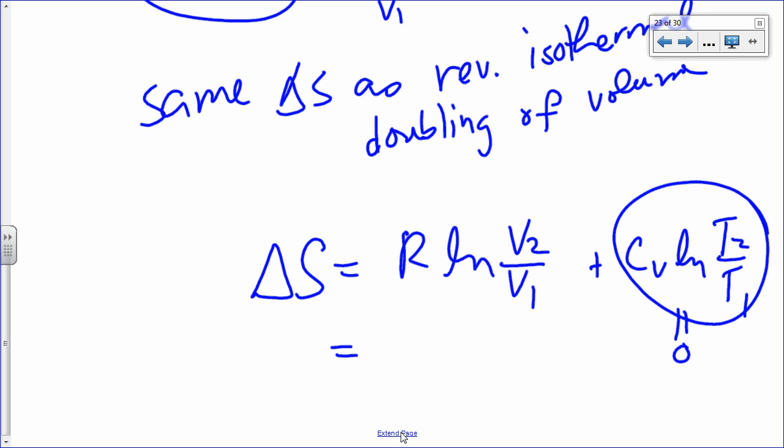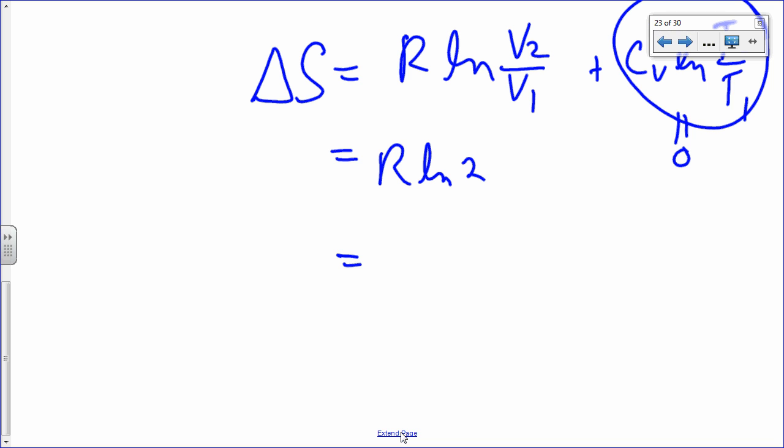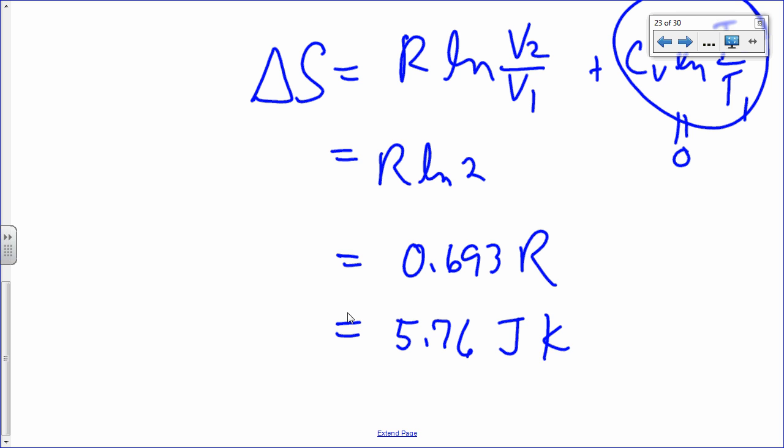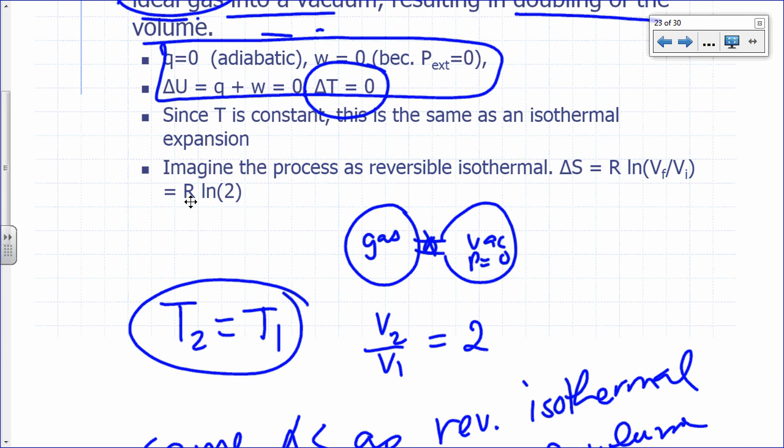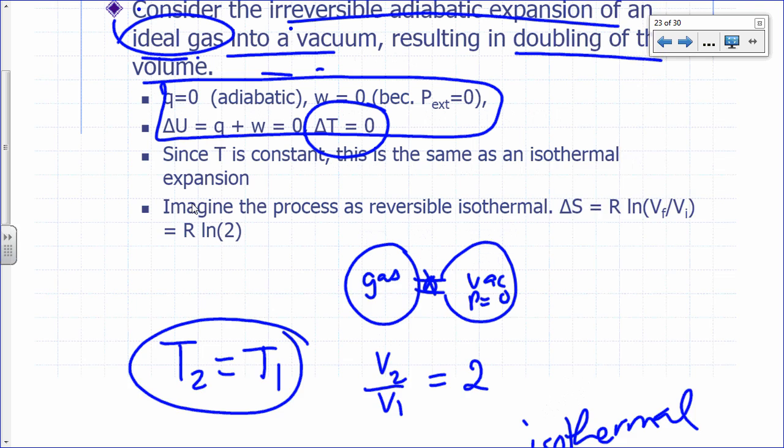Second step, we're not changing temperature. So it's just going to be what? R ln of 2. What's ln of 2? 0.693, right? So 0.693 times R. 0.693 times 8.314 is how much? 5.76 joule per Kelvin. Okay, so that's your delta S. It's just R ln 2 per mole of gas. Okay, if you have a mole of gas.